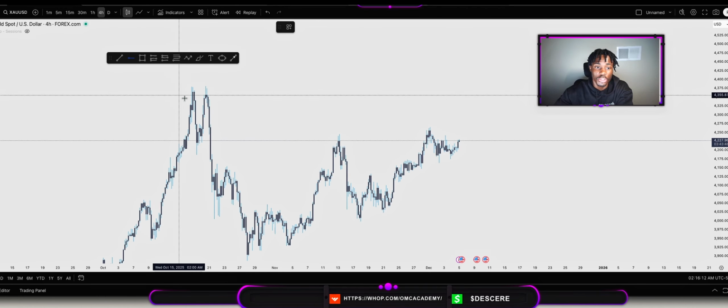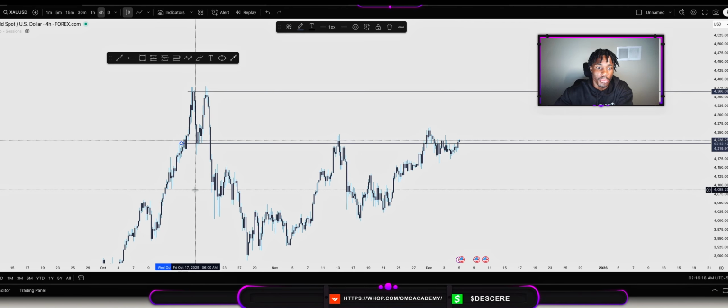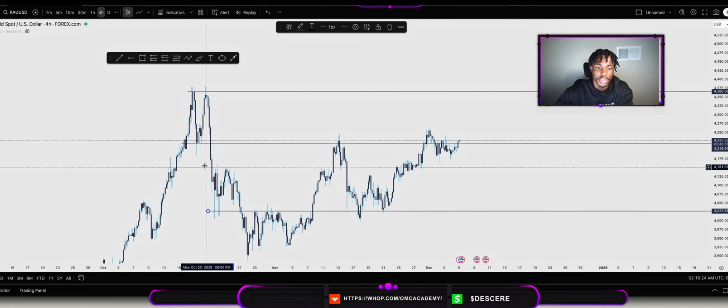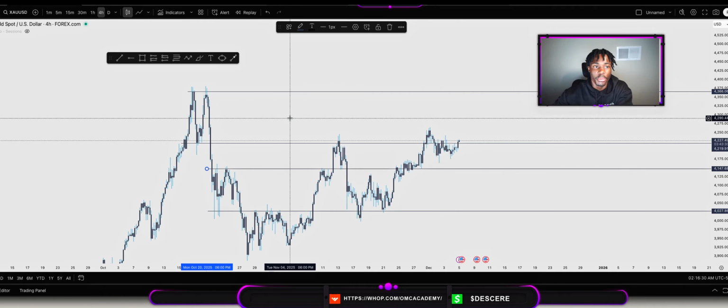I would come on the charts and I would literally mark up my key areas. Boom, boom, mark up my key areas. Let's do another one out here. But let's say, for example, boom, I'll mark up my key areas. Let's do another one right here. So I'll mark up my key areas on my 4 hour and my 1 hour time frame.